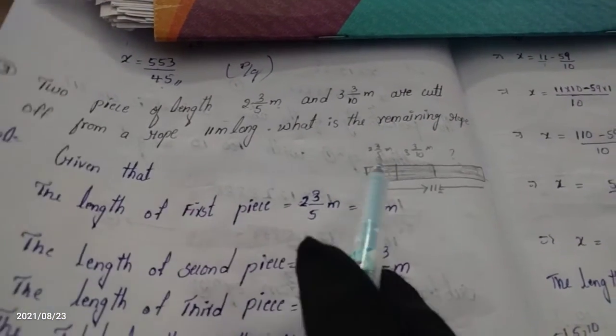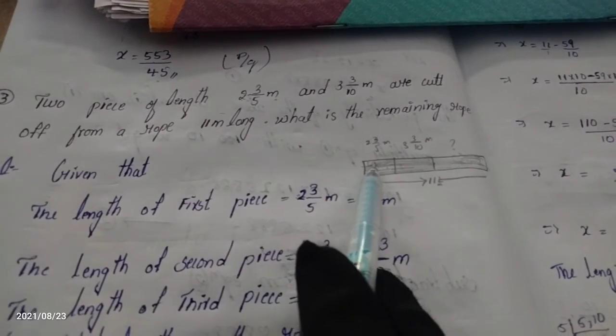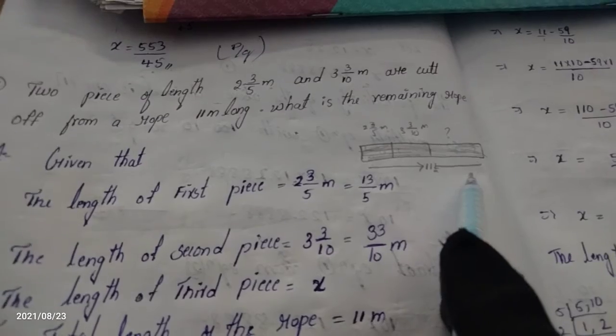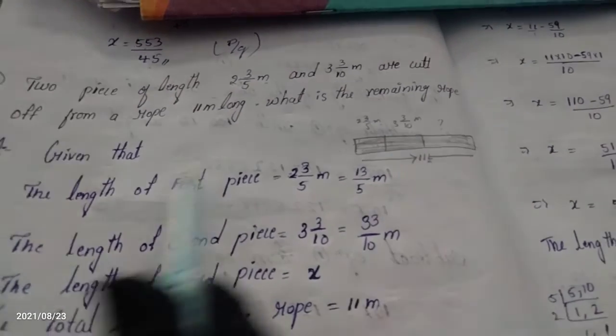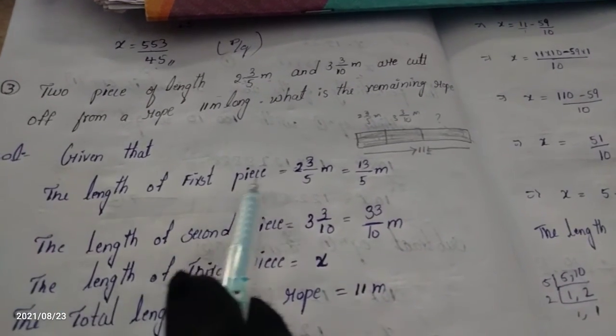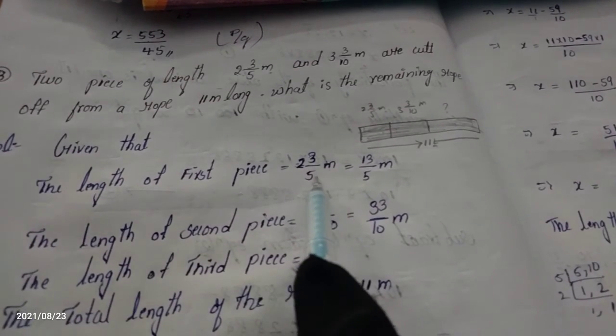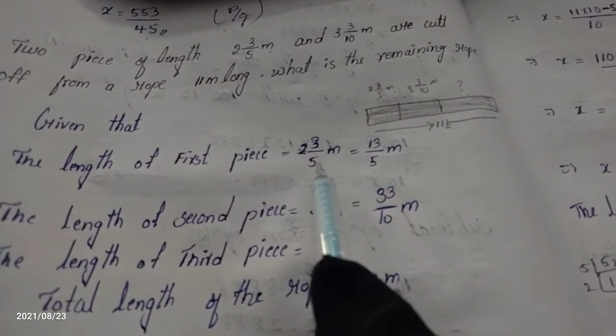Here is a rope. The length of the first piece and the second piece are given, and the length of the whole rope is given. We have to find the remaining length. The length of the first piece is 2 into 3 by 5 meters. It is a mixed fraction, so we have to convert it into a normal fraction.